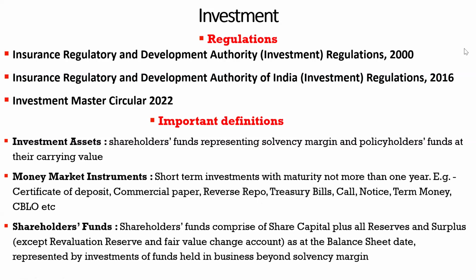We'll go through some definitions first. First is investment assets. Investment assets means shareholders fund representing solvency margin and policyholders fund at their carrying value. In common language, investment assets means the assets or funds which are available for investment, meaning the solvency shareholders fund. There are two types of funds in any insurance company: policyholder funds and shareholders funds.